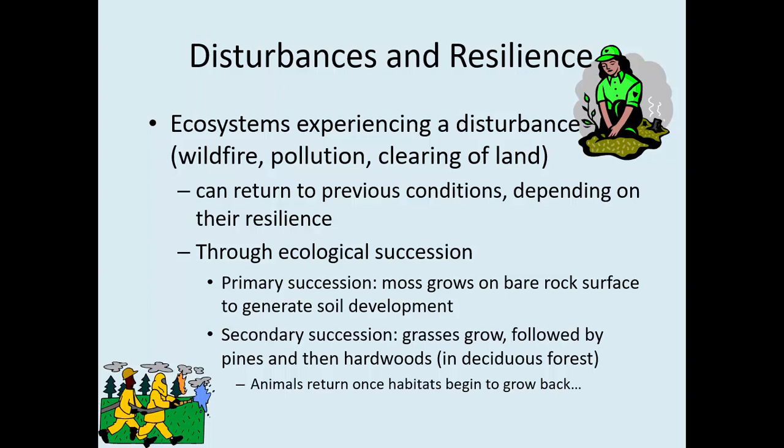The next step would be called secondary succession. That's where plant life begins to grow. You get grasses first, followed by pines, and then hardwood trees if you're talking about a deciduous forest. Once these plants start to grow, animals can return. Animals can't return until there's something for them to eat. We need the producers at the base of our trophic levels in order for the consumers to survive.